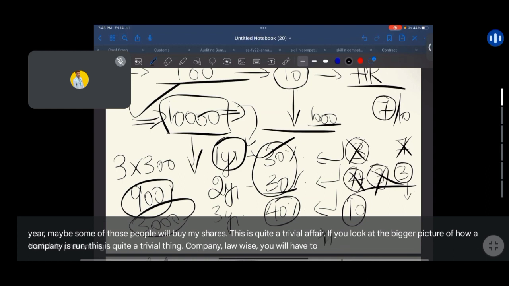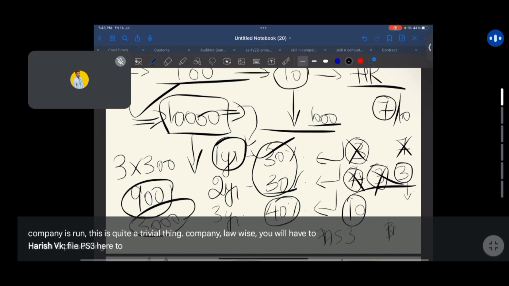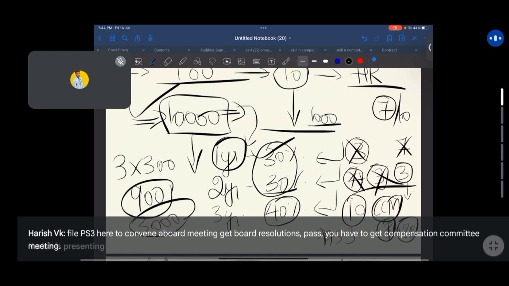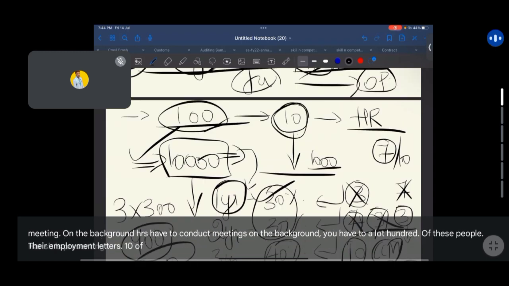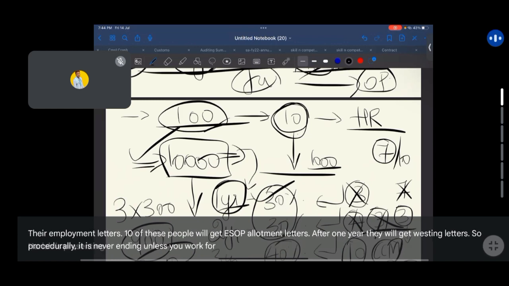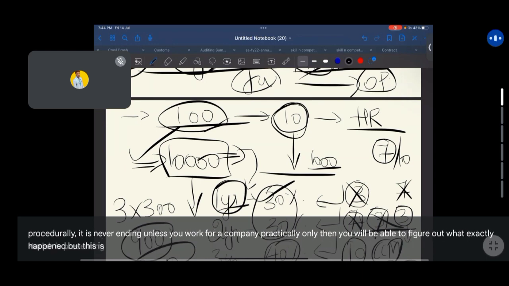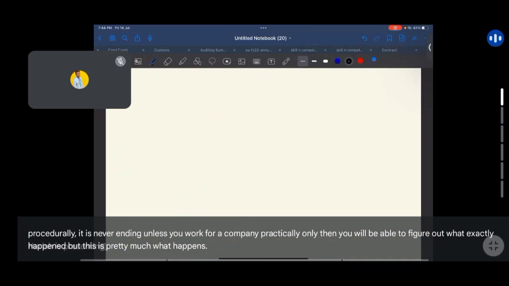Company law-wise, you will have to file PAS-3, you have to convene a board meeting, get board resolutions passed, you have to get a compensation committee meeting. In the background, HRs have to conduct meetings. You have to give 100 of these people their employment letters. 10 of these people will get ESOP allotment letters. After 1 year, they will get vesting letters. So procedurally, it is never ending. Unless you work for a company, practically only then you will be able to figure out what exactly happened. But this is pretty much what happens in a nutshell.